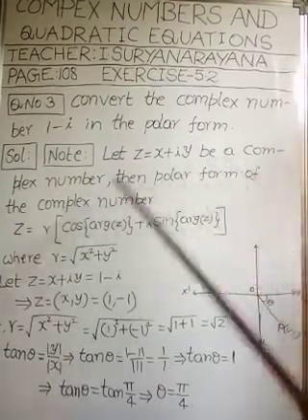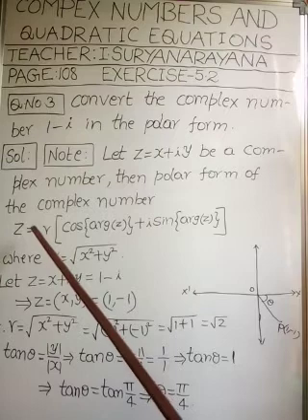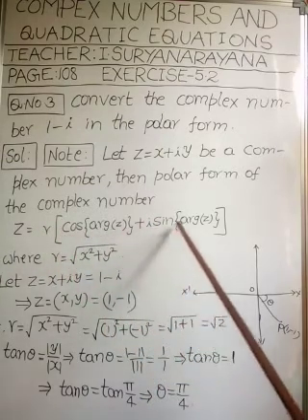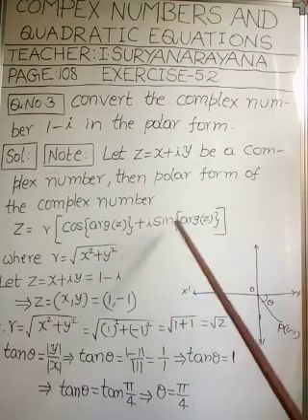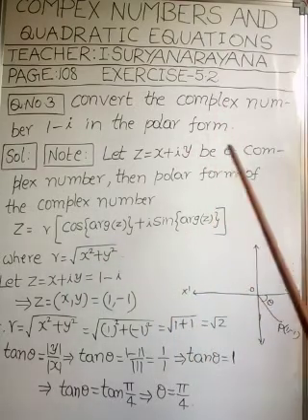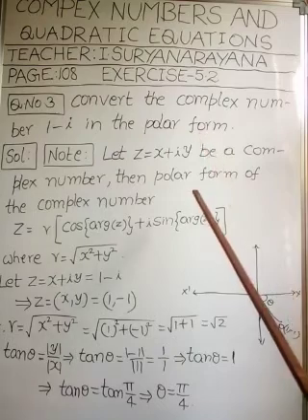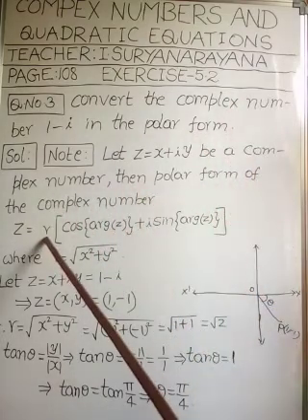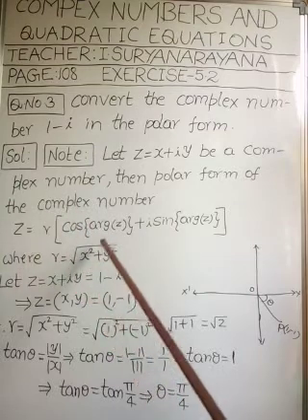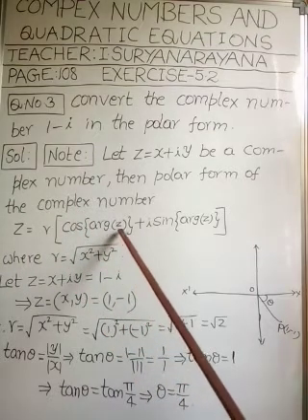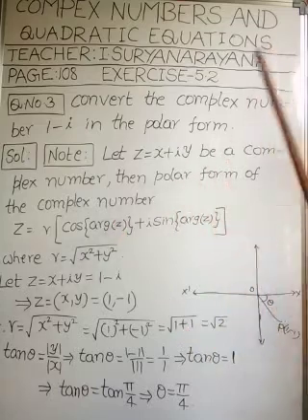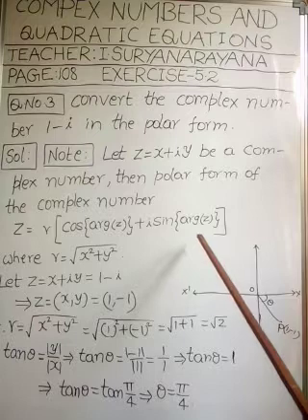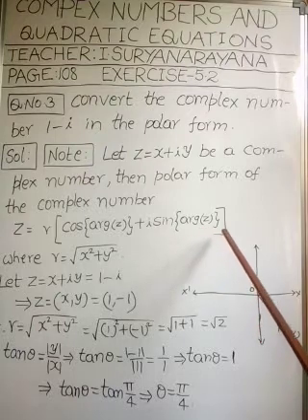Then the polar form of the complex number z is equal to r into cos of argument z plus i sin of argument z. This is nothing but the extension of question number 1. In question number 1, we found the modulus of the complex number, that is, the r value, and the argument of the complex number. After finding the two values, we just have to substitute them in this formula. This is nothing but the polar form of the complex number.